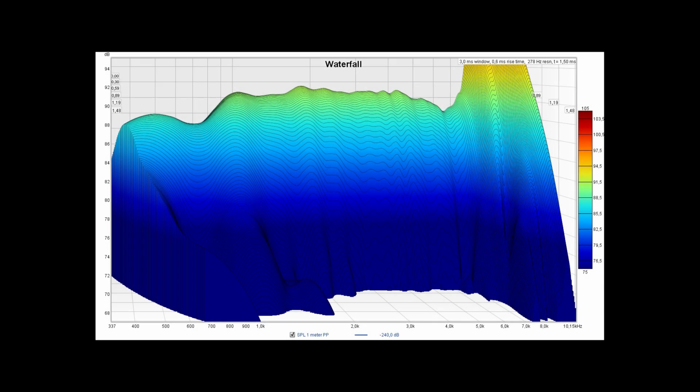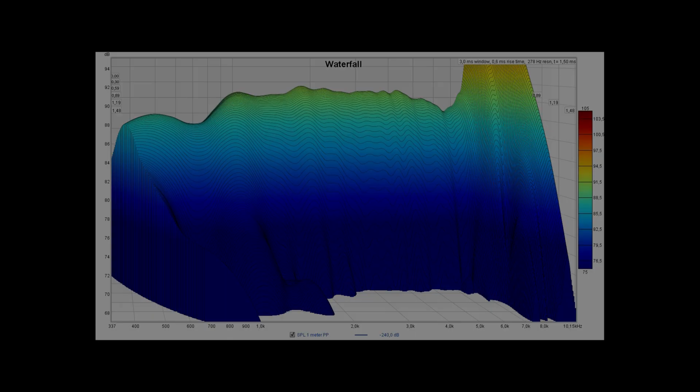And last but not least, a waterfall plot from the push-pull panel at 2.85 volts at 1 meter. It's not as clean as you might want, but this is what I got at the moment. I also think it's only valid to around 2K. I'm not sure. I used the 3 millisecond window, the same as the gated measurement.